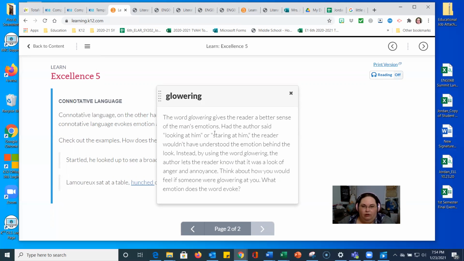Remember, glowering means to look sternly. Had the author said looking at him or staring at him, the reader would have understood the emotion behind the look. Instead, by using the word glowering, the author lets the reader know that it was a look of anger and annoyance. Think about how you would feel if someone glowered at you. What emotions does that word evoke?